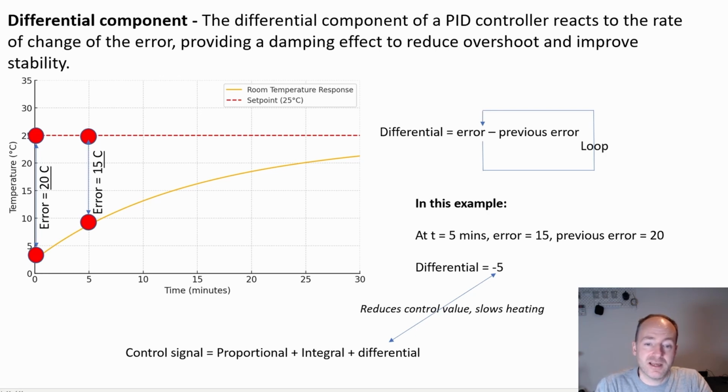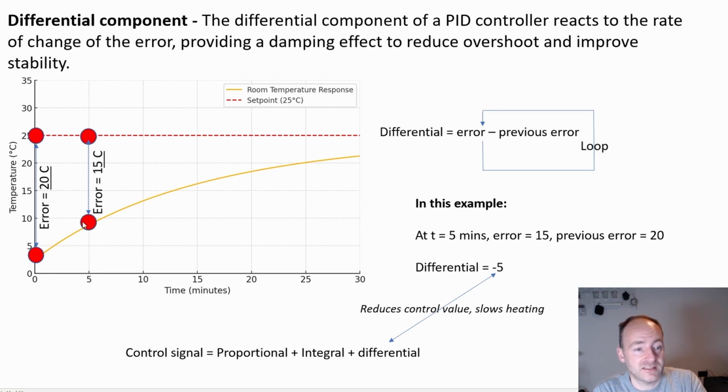So let's have a look at how this works. Let's imagine I've just turned my system on, I've just flicked the switch and we've measured the temperature, and you can see here temperature is really low. It's around, I don't know, 5 degrees. So that's generated an error value of 20.